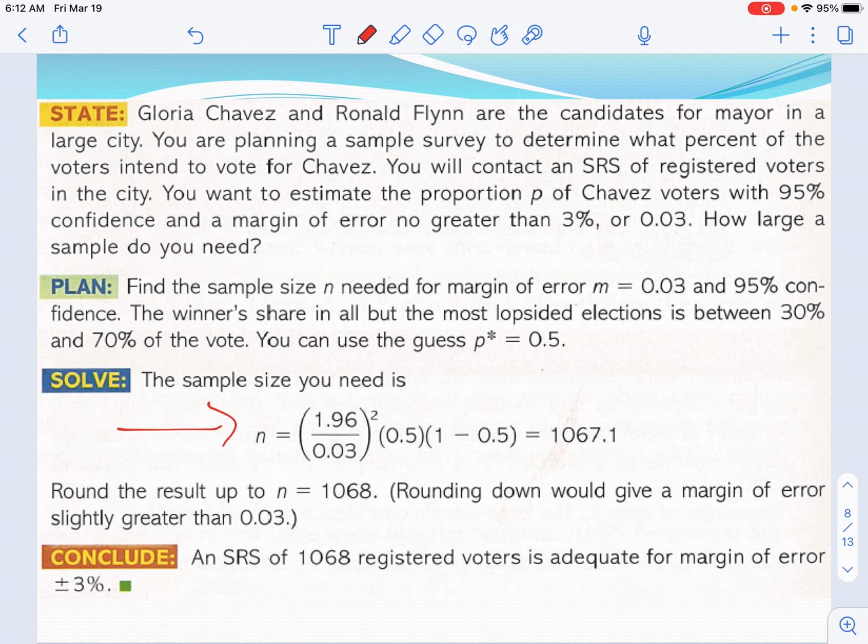So down here we substitute these values into our equation. 1.96 from our 95% level of confidence, 0.03 as our margin of error. Divide those, square it, times 0.5 times 0.5. 1067.1. We're going to ignore the rules of rounding to make sure that we have at least a 3% margin of error. We're going to round that up to 1068. 1068 registered voters we would need to get a 3% or less margin of error.